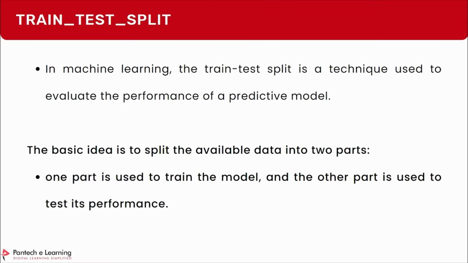In machine learning, the train test split is a technique used to evaluate the performance of a predictive model. It is not going to evaluate it itself, but it will be a key factor in evaluation. The basic idea here is to split the available data into two parts. One part is used for training the model, and the other part is used for testing its performance.